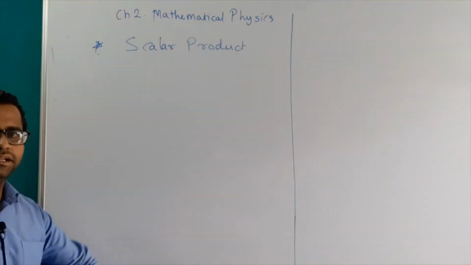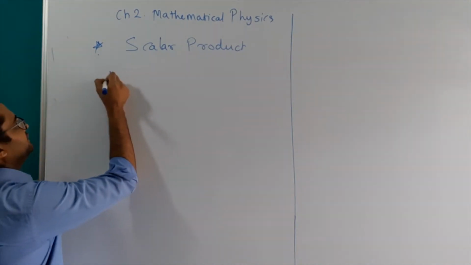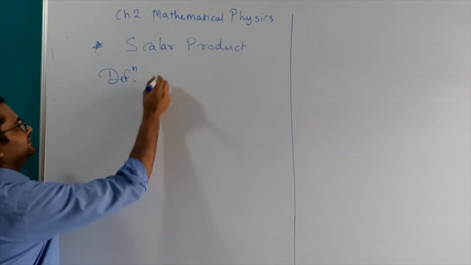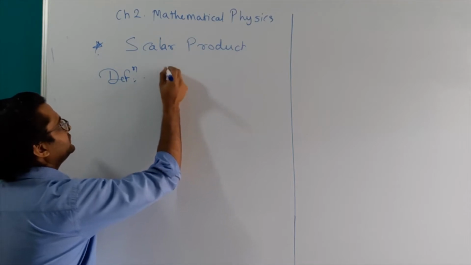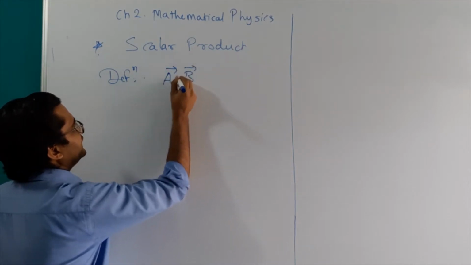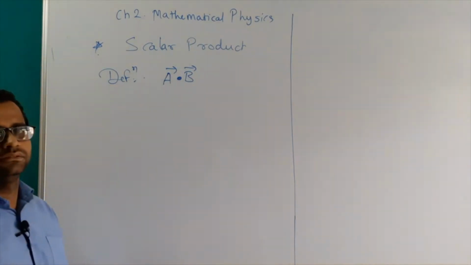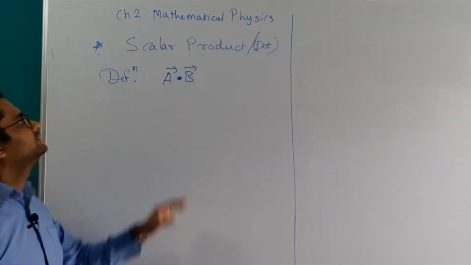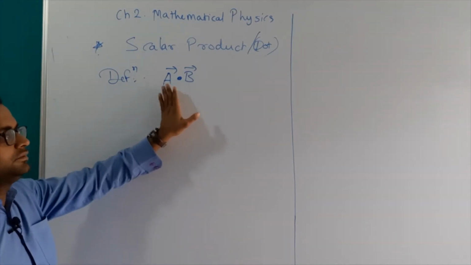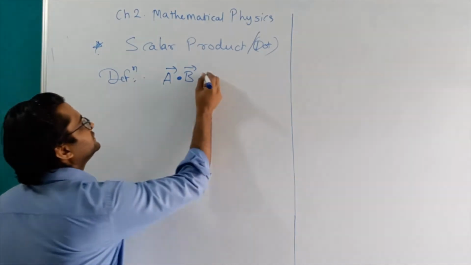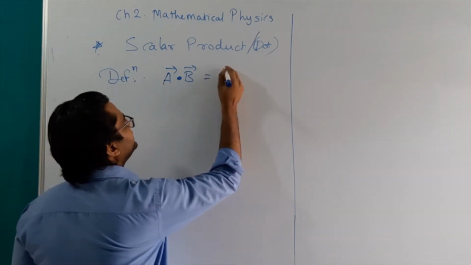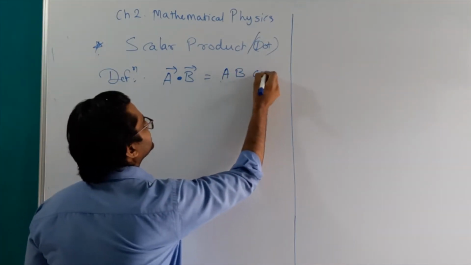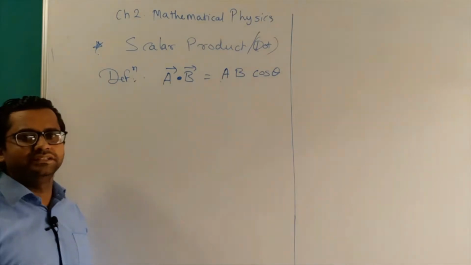Okay, so now scalar product. So what is definition of this scalar product? How do we define scalar product? So basically it is product of two vectors a bar and b bar, and there is a dot placed in between. This product is also called dot product. Remember this name. It is defined as, the dot product of two vectors is defined as product of magnitude of first vector into second vector into cosine of angle theta between these two vectors.